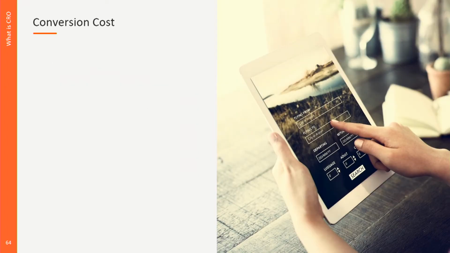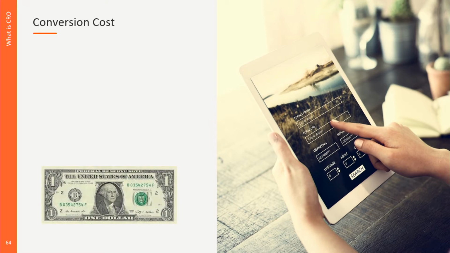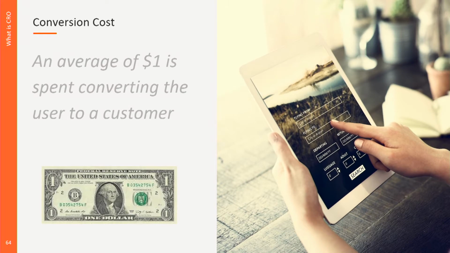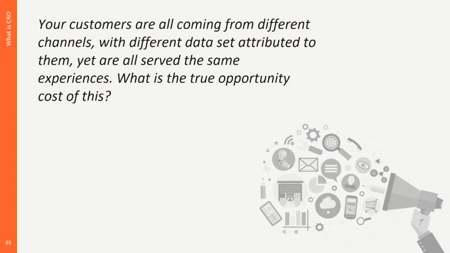Once the user actually comes to your site, you've got them there, you spent $90, you spend $1 on average to convert that customer. So when I'm a user, my user journey looks very fragmented. I have customers coming from all different channels, and I have all different types of data sets attributed to these customers, yet I'm serving them the same experience. So I may have spent $50 from Google, and I know things about these users, but I'm not taking this opportunity to give them a different experience.